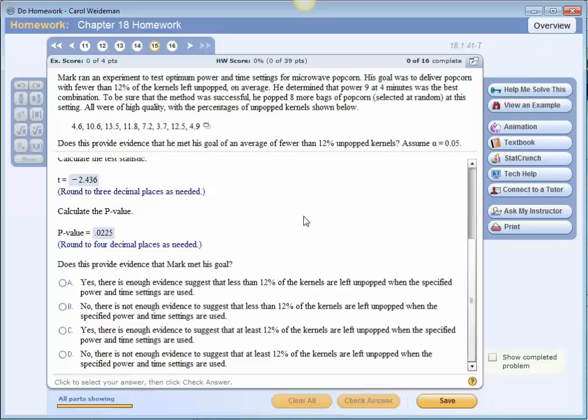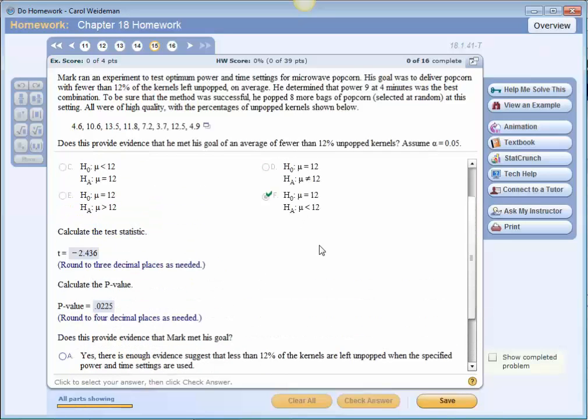So this should help you in terms of how to use StatCrunch. It will save you a lot of time in calculations if you use the built-in analysis tools that are in StatCrunch.